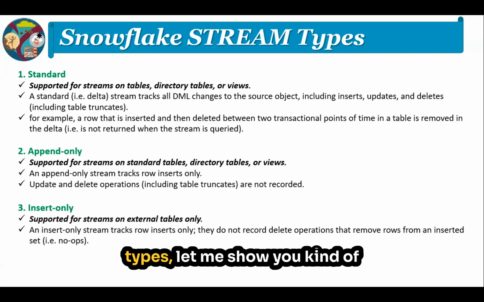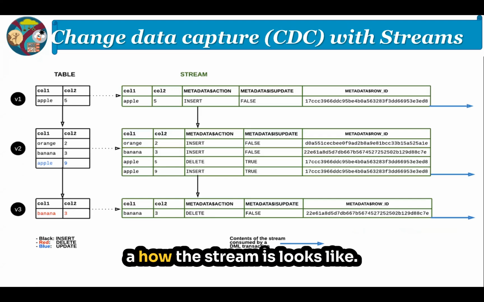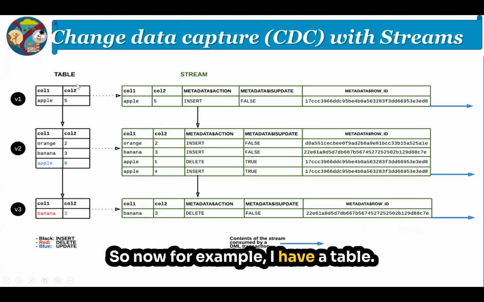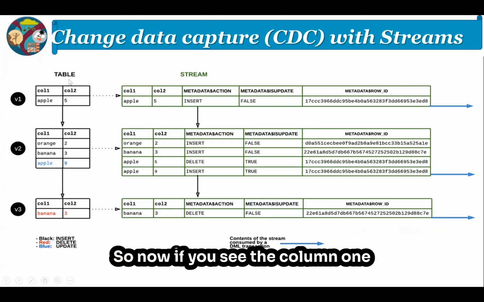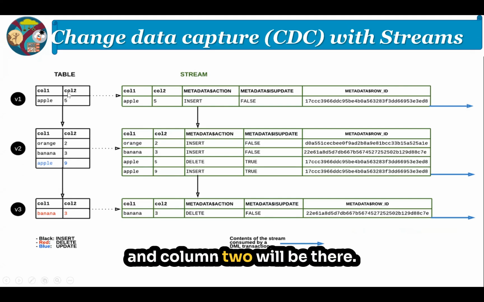Before going to the 3 types, let me show you how the stream looks. For example, I have a table. This is the table. I have created a stream on this particular table. Now if you see, column 1 and column 2 will be there.